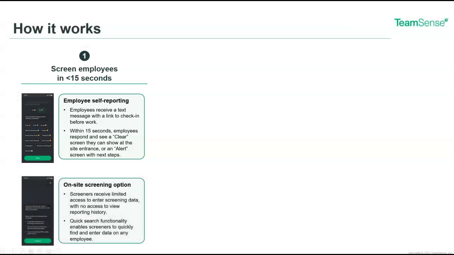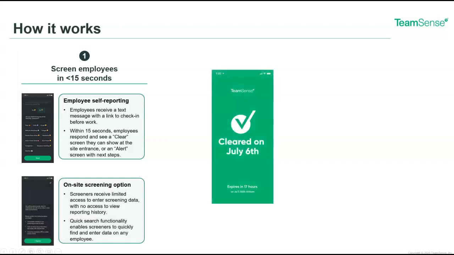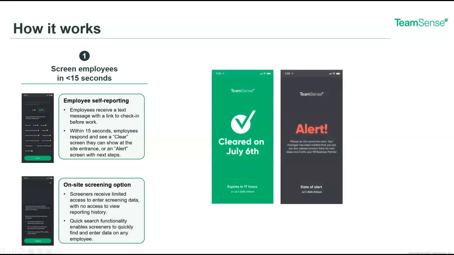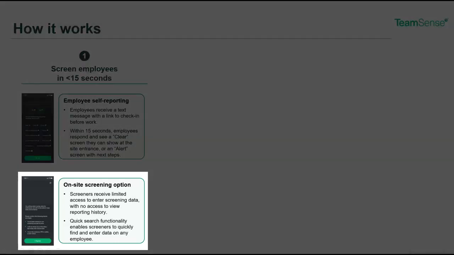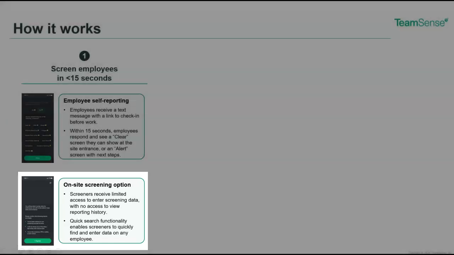At the end of the survey, employees will see a green screen with a clear on it, or a red screen with an alert on it, and instructions with next steps that are customized for your organization. In addition to self-reporting, we also have an option to screen employees on site. We find this most helpful for employees who don't have a smartphone or otherwise have limited Wi-Fi access and need to be screened by somebody else.